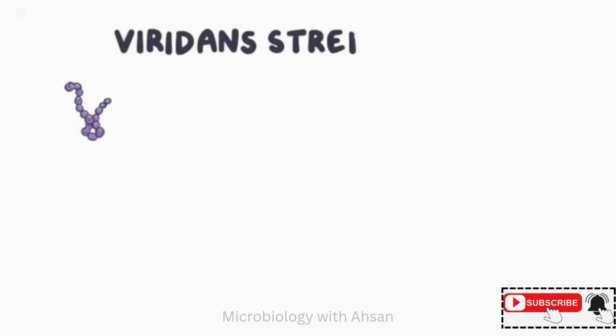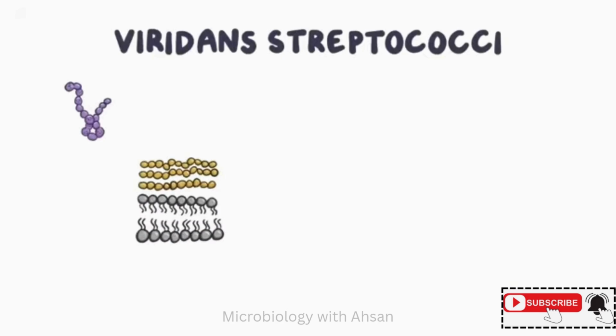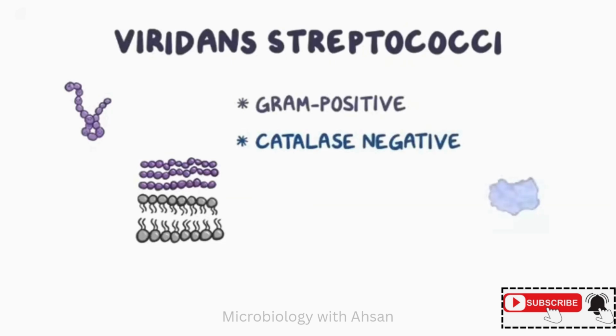Now, Viridans Streptococci have a thick peptidoglycan cell wall, which takes in purple dye when they're gram-stained, so they're gram-positive bacteria. They're also catalase negative, which means they don't produce an enzyme called catalase.